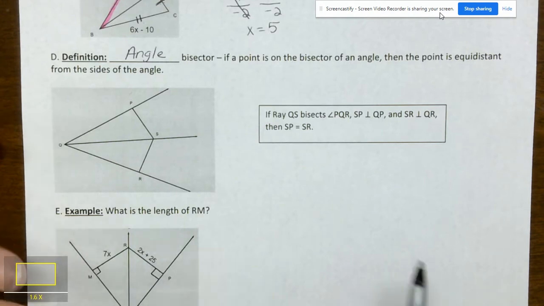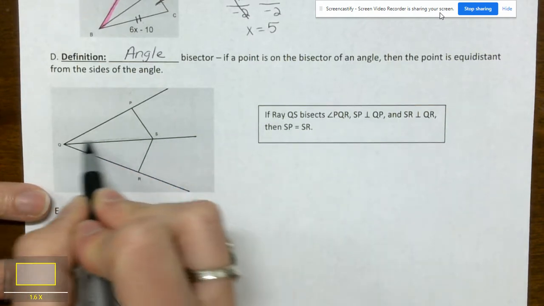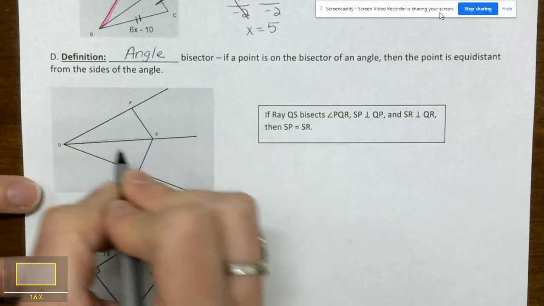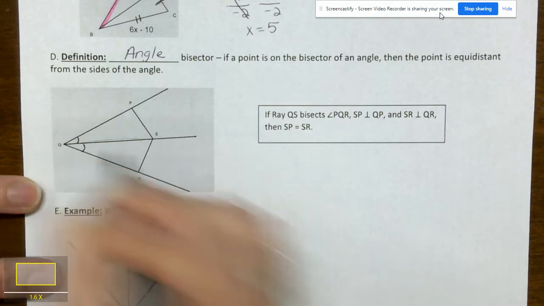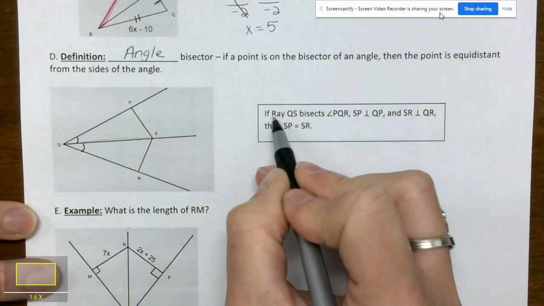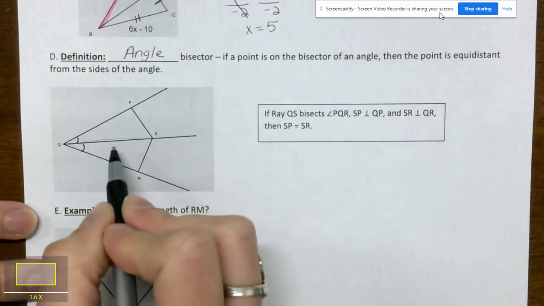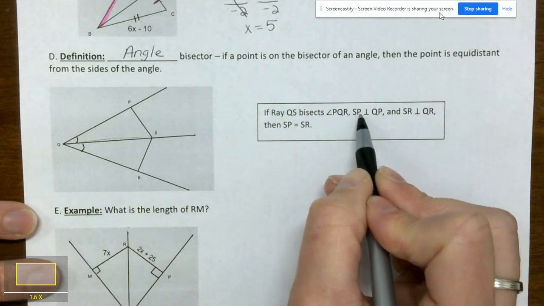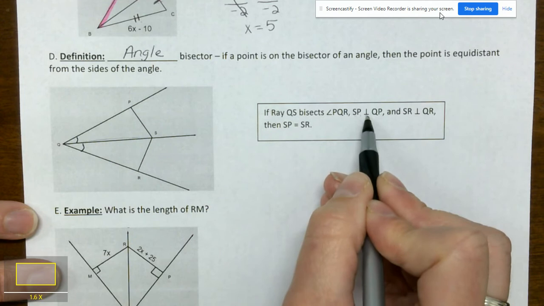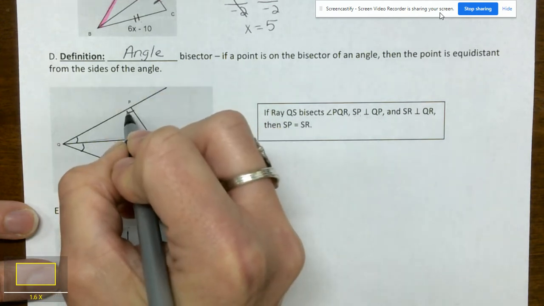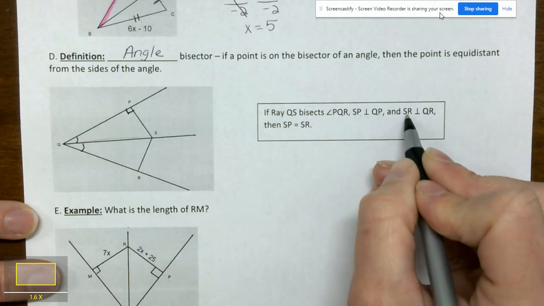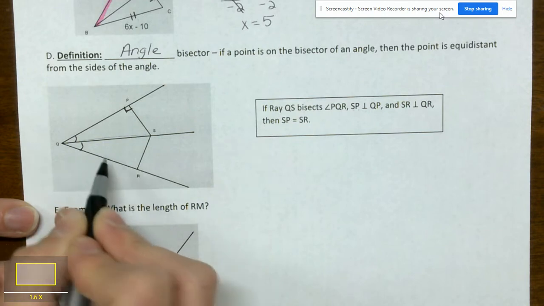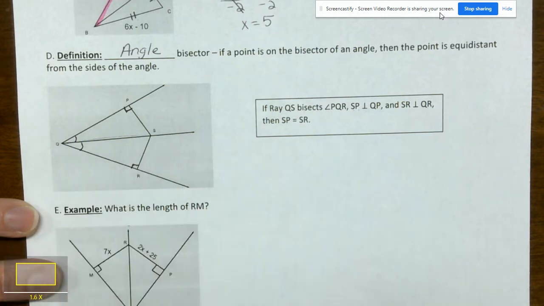If we have a bisector of an angle, that would be like this line QS here bisecting this angle. Then that means these two angles here are congruent to each other. So it says, if ray QS bisects PQR, it also tells us that SP is perpendicular to QP, so that creates a 90-degree angle. And SR, which is this line, is perpendicular to QR, this line, so that also creates a 90-degree angle.